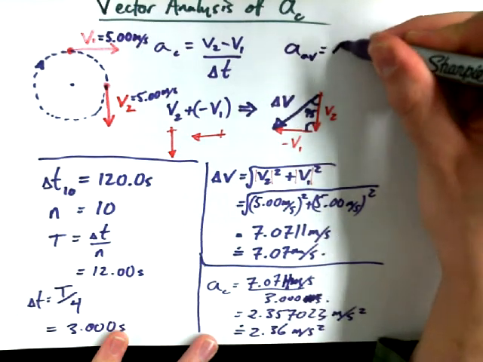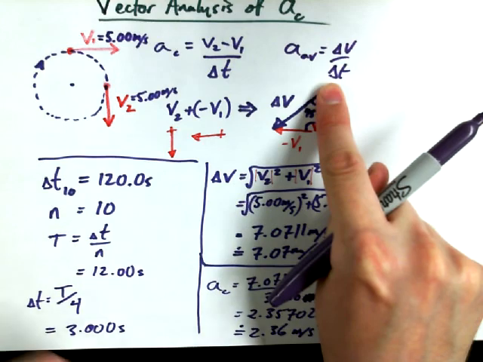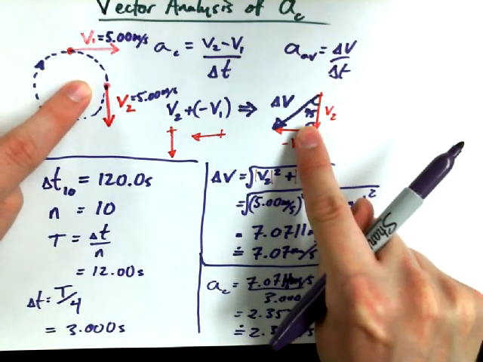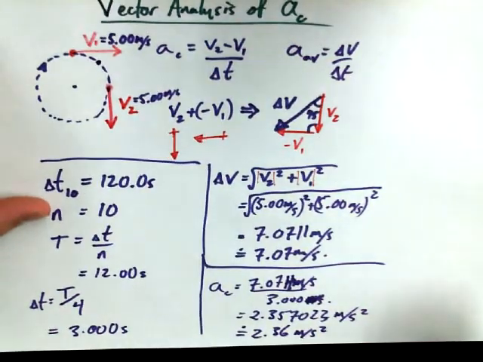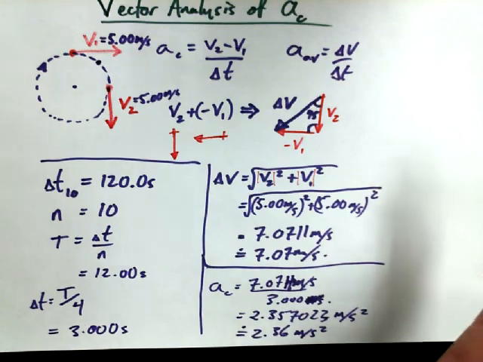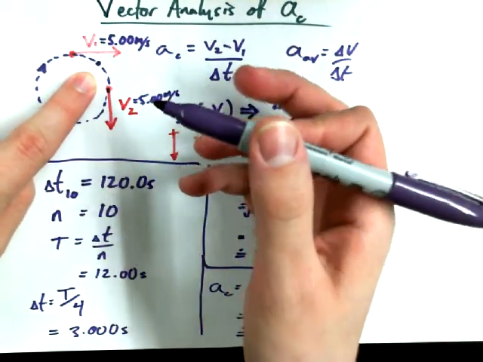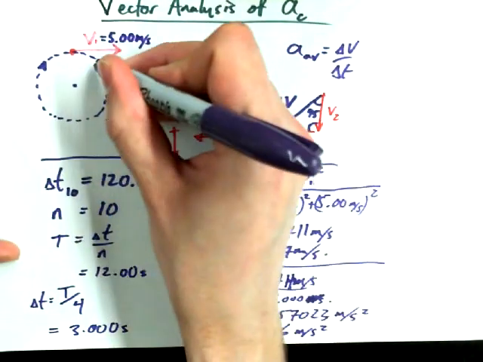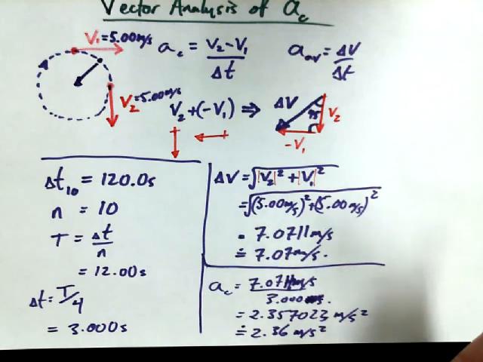acceleration average is equal to delta v over delta t. Well, okay, but where do I put this vector if it's the average acceleration? Doesn't it make sense that I'd put it in the average position? In between? It's the average acceleration. It should be in the average position. So the average acceleration happened right there, on average. And we're saying that it pointed south 45 degrees west. Can you see that the centripetal acceleration points towards the center?